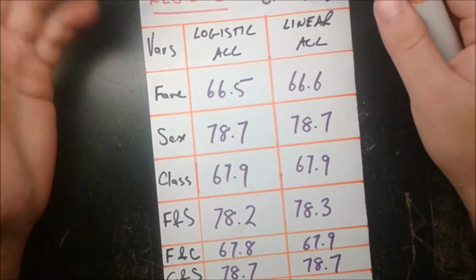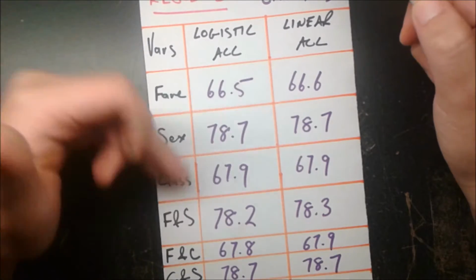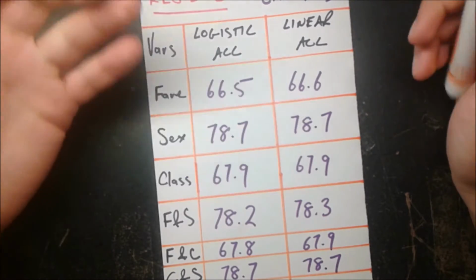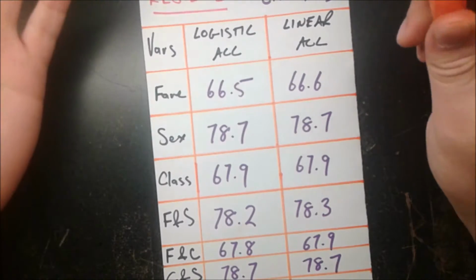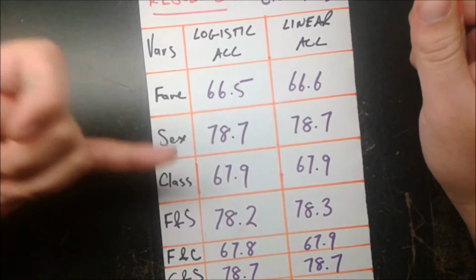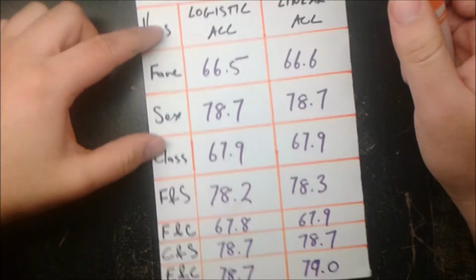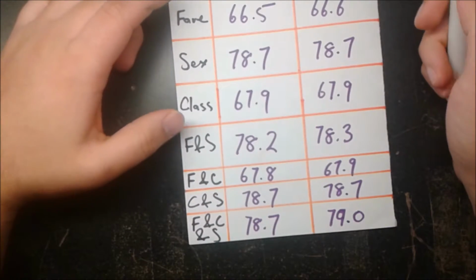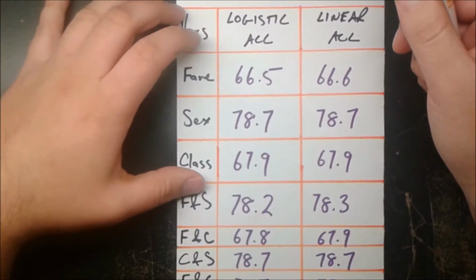This kind of says that, out of these three at least, sex is the highest accuracy predictor of survival, which I wouldn't have guessed right away. I would have thought it was something more like passenger class or fair, or a combination of the two. Now let's look at what happens when we combine and make multivariate regressions.